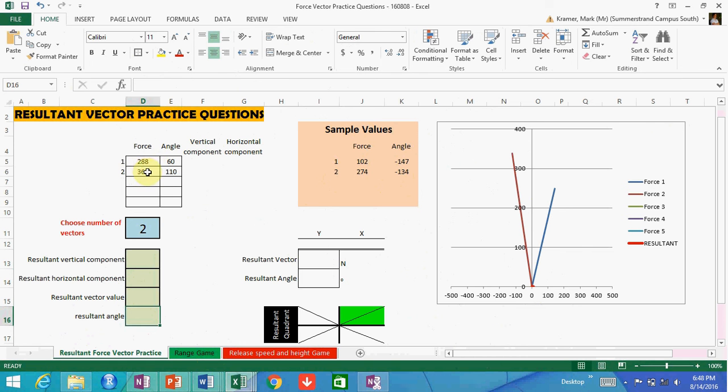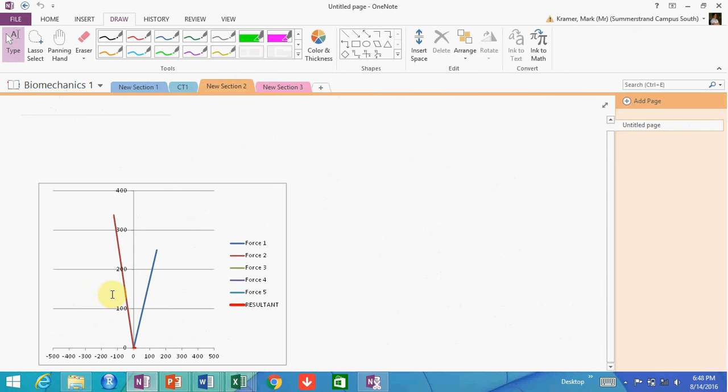So I'm going to show you how I work through it, and then we'll take it from there. Okay, so I've just plotted it in here. Let me just write down the values quickly. So I had 2 forces. Force number, we'll call it A, had a magnitude of 288 newtons and acting at 60 degrees. And I had B, with a magnitude of 360 acting at 110 degrees.